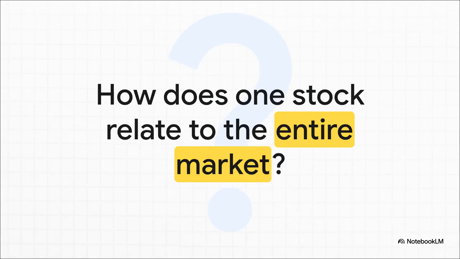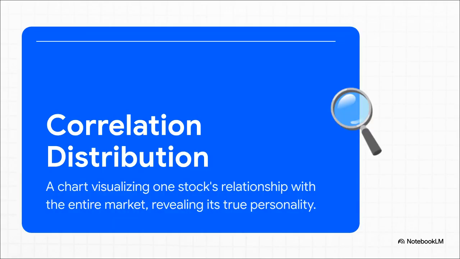Okay, so calculating the relationship between two stocks is pretty helpful. But a real portfolio has dozens of stocks, and the market has thousands. How in the world can we understand how one single stock, let's say Apple, relates to everything else out there? And this brings us to our key tool today, the correlation coefficient distribution. This is a super powerful chart that goes way beyond a simple two-stock comparison. It shows you one stock's relationship with the entire market in a single picture. It lets us see its true personality.